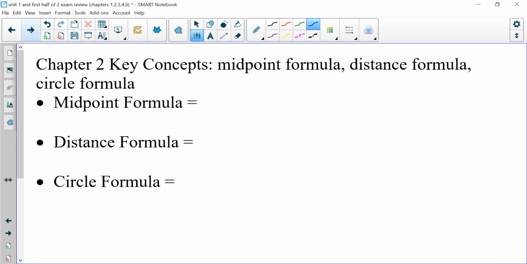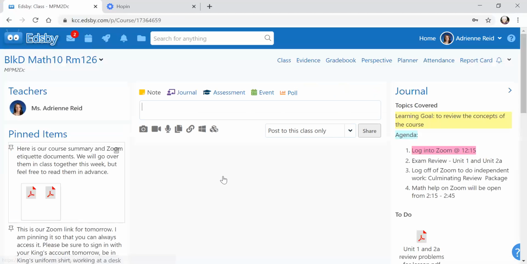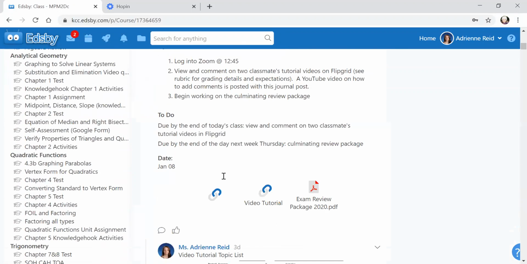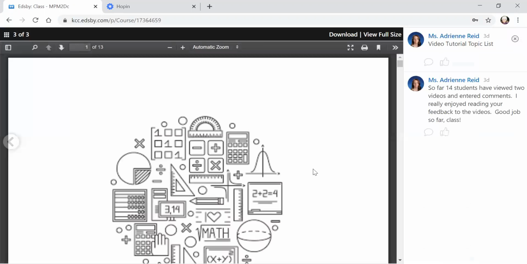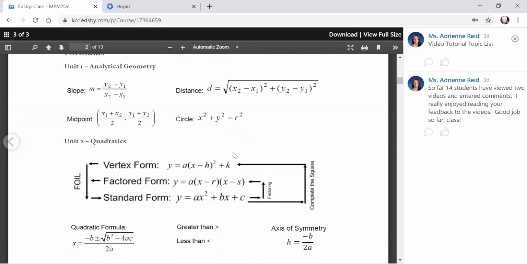Chapter 2, so this is still unit 1, this is still analytic geometry, focused on some formulas: midpoint, distance, and circle. All of these are actually in your review package. So if you go into Edsby and you print this review package, which I would highly recommend printing, and if you have color, do this in color. You have all of your formulas on your first couple of pages. So here's slope, distance, midpoint, circle.